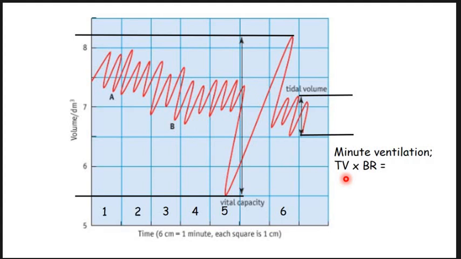Okay, so I'm going to measure the number of breaths that you take in a minute. So the number of breaths here and then the number of breaths in this little bit here.